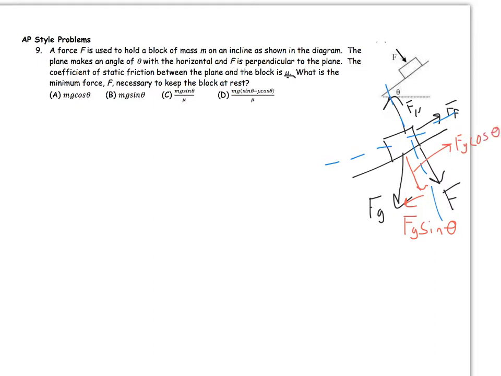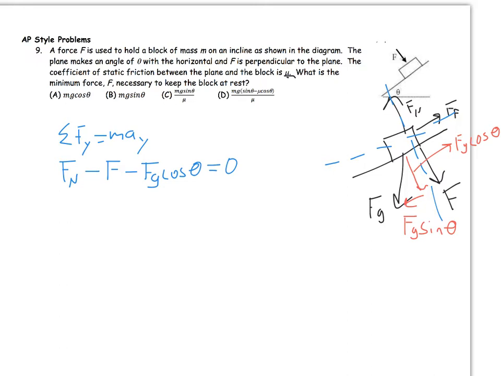So once I have that, I can go ahead and set up my F equals ma in both the x and the y direction. I'll start with the y here. So I have Fn going up, minus F, that downward pushing force, minus Fg cosine of theta, the y component of gravity, and that's going to be equal to 0 because we're not accelerating perpendicular to our incline.